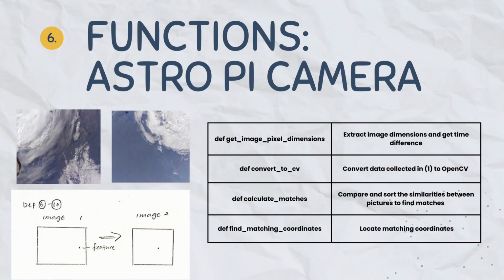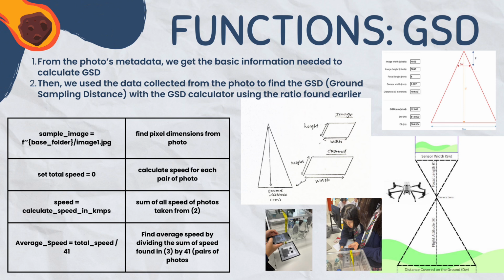Functions used for the Astro Pi camera are mentioned below. Firstly, we extract image dimensions and get the time difference, and then we convert the data collected to the format of OpenCV. Then we compare and sort the similarities between pictures to find matches, and at last we locate the matching coordinates. Functions we have used for GSD are included as below. From the photos' metadata, we get the basic information needed to calculate the GSD. And then we use those data to find the GSD with the GSD calculator, using the ratio of pixel shift and the difference in ground distance.